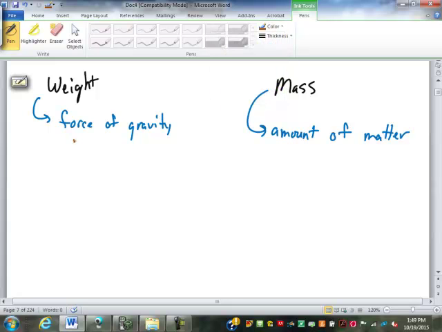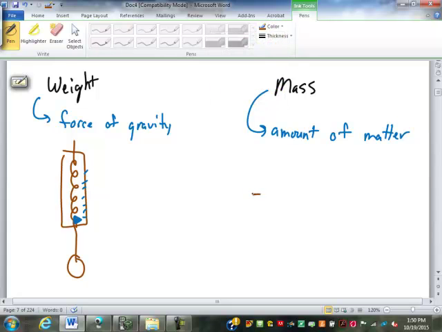The big difference: weight is usually measured against a spring. So you put the object on the end of the spring, it stretches, and there's usually an indicator on it. Where it ends up, that's the weight, and there's a numbered scale like a ruler. Wherever that indicator ends up, that's the weight of the object.